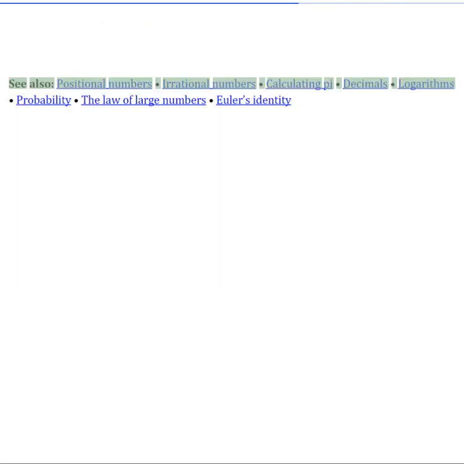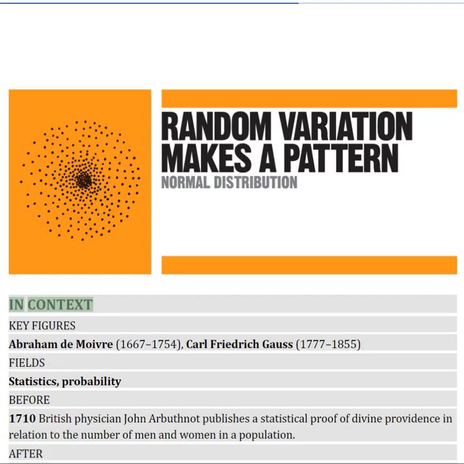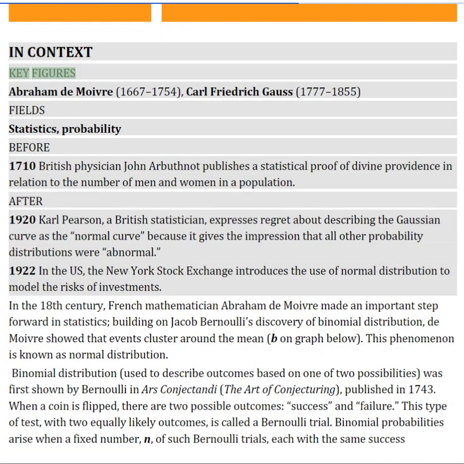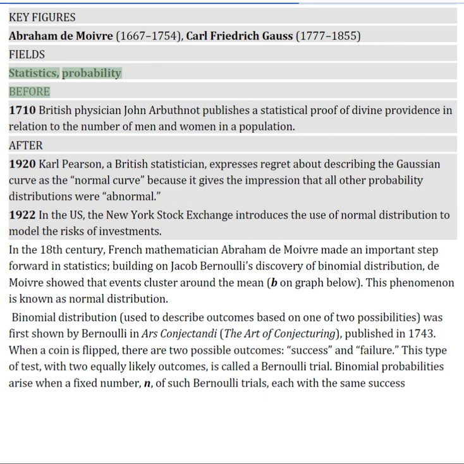See also: positional numbers, irrational numbers, calculating pi decimals, logarithms, probability, the law of large numbers, Euler's identity. In context. Key figures: Abraham de Moivre, Carl Friedrich Gauss. Fields: statistics, probability.